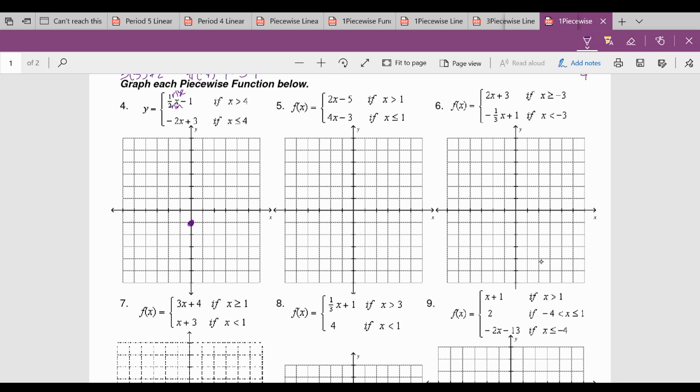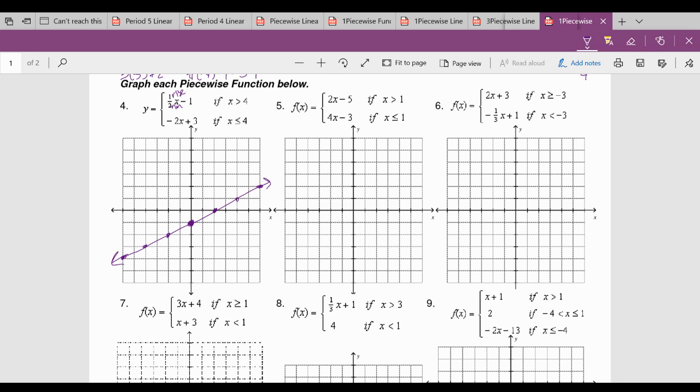So I'll go up 1, over 1, 2. And I'm just going to graph the whole thing across the entire graph. And then I'll take into consideration the domain. Down 1, over 2, down 1, over 2, down 1, over 2. So this is my line.